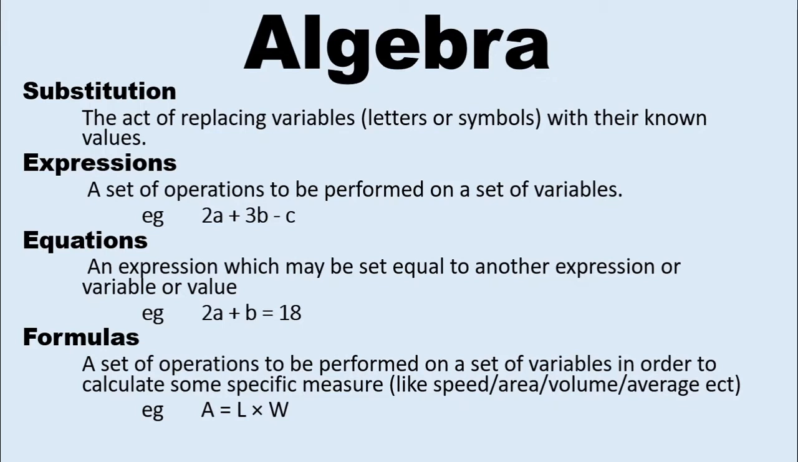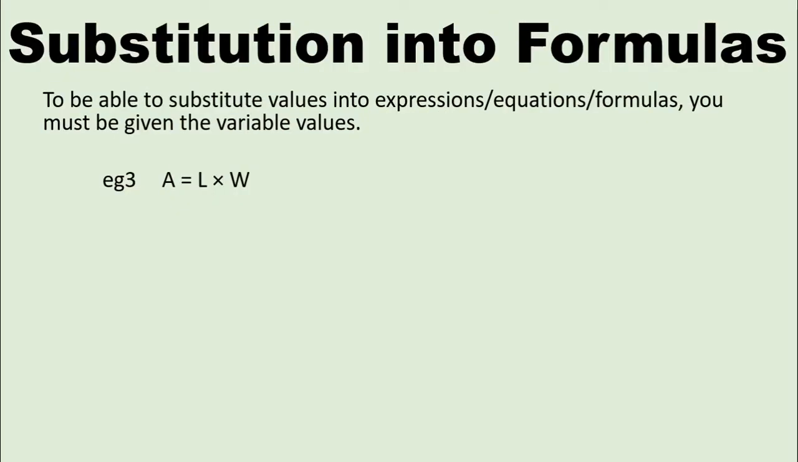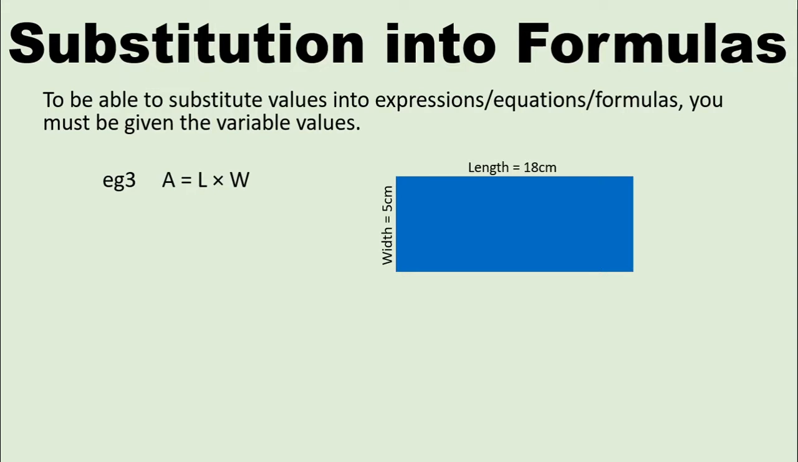It's the area of a rectangle. I am sure that you've substituted into formulas before. So for example, our area of a rectangle formula, if you know what the length and width of the rectangle is, you can just multiply them together to work out the area of the rectangle. Here's an example of a rectangle where I'm telling you what the length is and I'm telling you what the width is. We'll substitute those values into the formula.